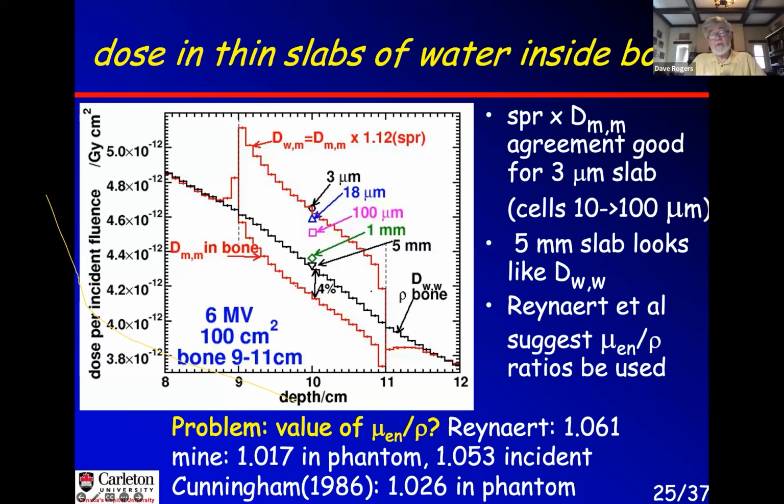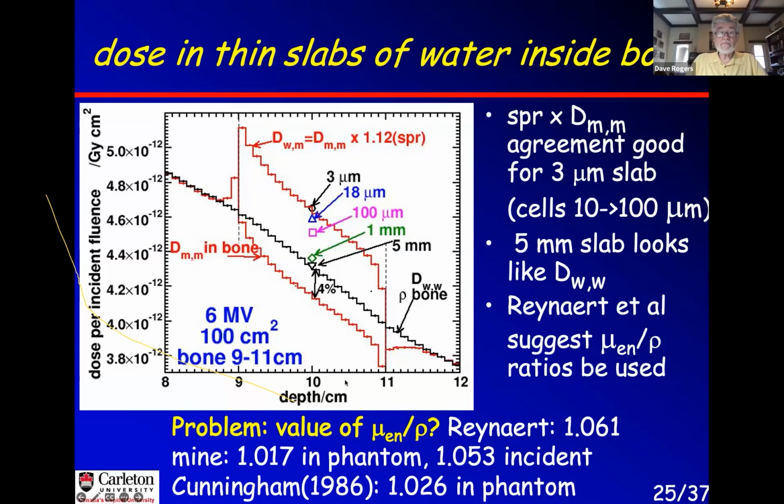It strikes me that the idea of using the mu-en over rho ratios just doesn't work, in the sense that we don't know what value of mu-en over rho we should be using, and there are big variations in those values just based on calculations.